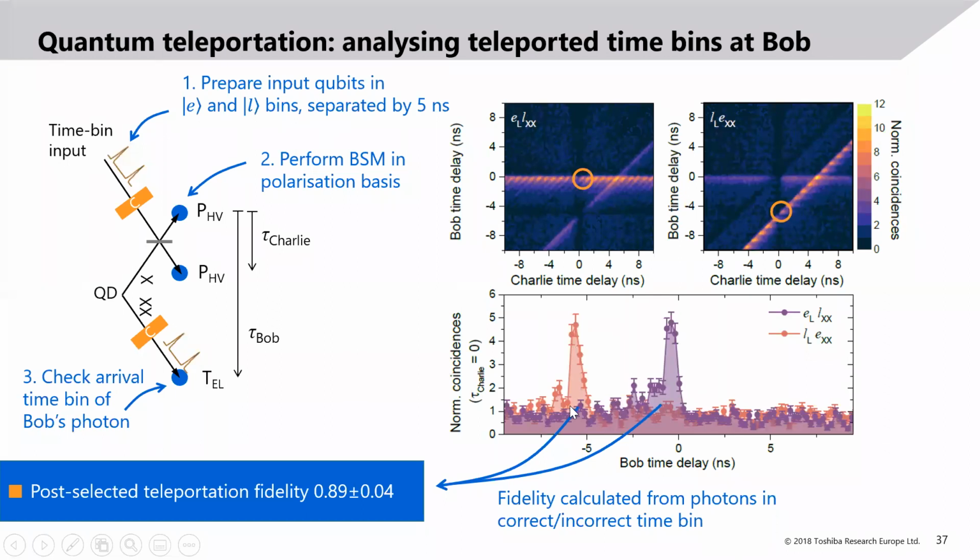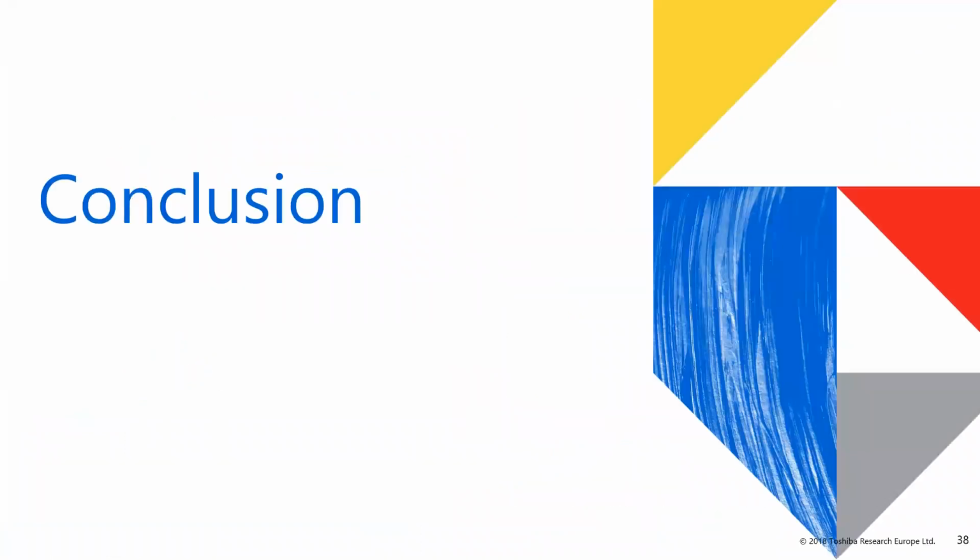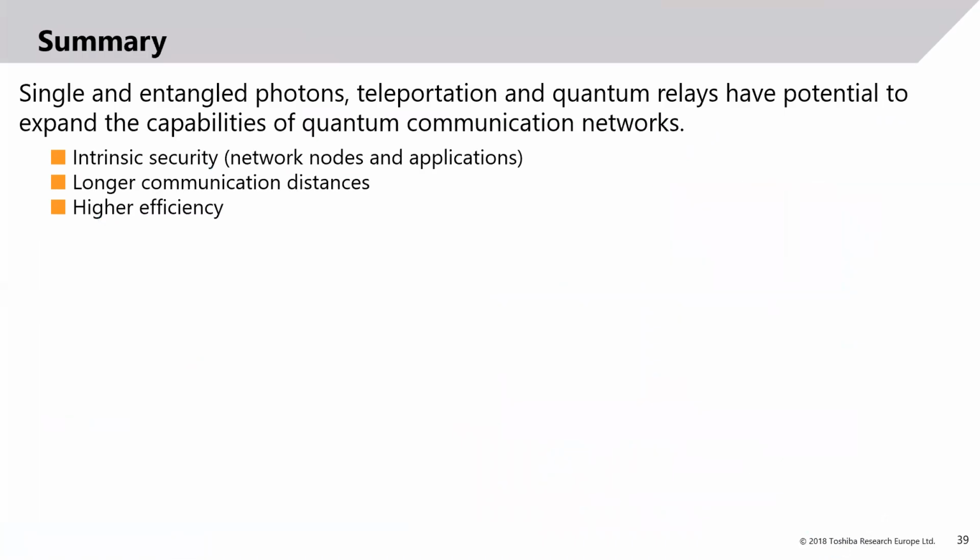Now we can calculate again the fidelity of this teleportation process just by counting the number of photons that have arrived in the correct time bin versus the incorrect time bin, and we get a post-selected teleportation fidelity of about 89%, which is still the same ballpark number that we've had before. So this already brings me to my conclusions. I hope I've shown you that with single and entangled photons, we can really construct devices that are useful for the development of future quantum networks, such as quantum relays and teleportation.